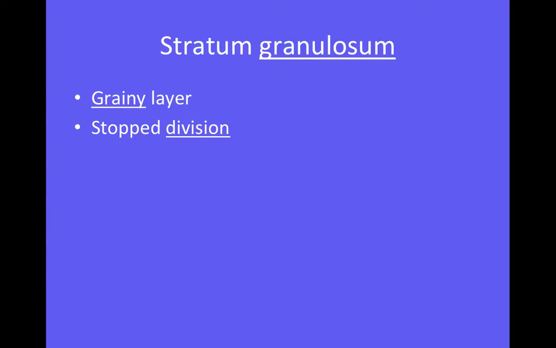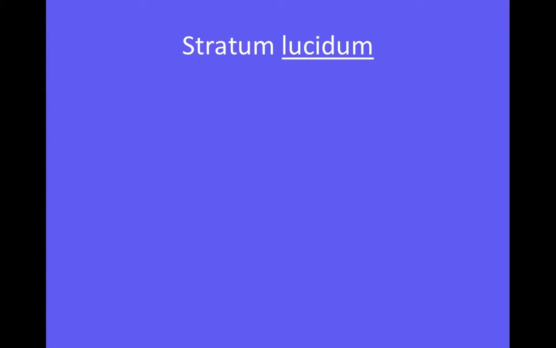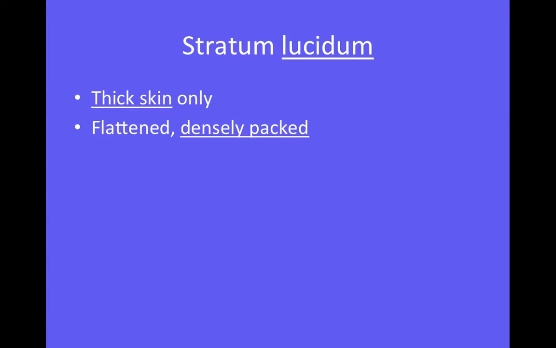Once they stop dividing, the cells immediately turn to production of a protein called keratin. And this keratin is very durable and water resistant. It gives a lot of the key features to our skin that we are familiar with. The last layer in that intermediate stratum is called the stratum lucidum. This is the layer of cells that we only find within thick skin. We would see that these cells are flattened and very densely packed, and in addition they are keratin filled. So at this point, they've pretty much jam-packed their cells with keratin.